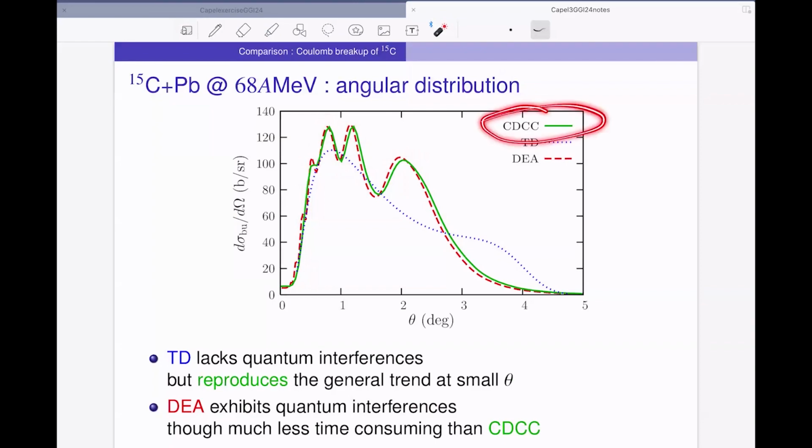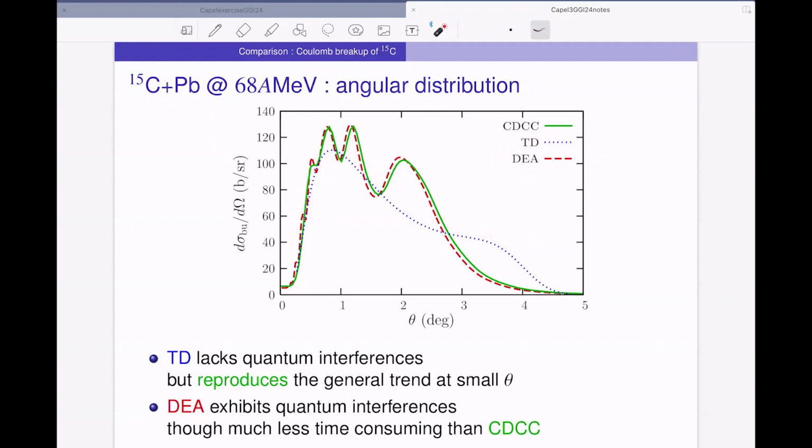The CDCC calculation, so the fully quantal one, has oscillation. The time-dependent calculation has no quantal interferences, no oscillation. So there, that's the problem. But the good thing is that it follows, basically, it goes through these calculations. So you miss that, but it's still not a bad approximation because you go through these oscillations. The dynamical eikonal approximation has the same oscillation. They are basically nearly at the same place, so they agree very well.